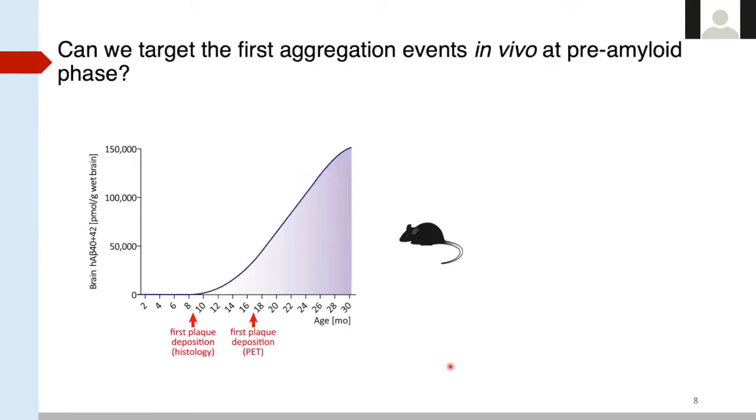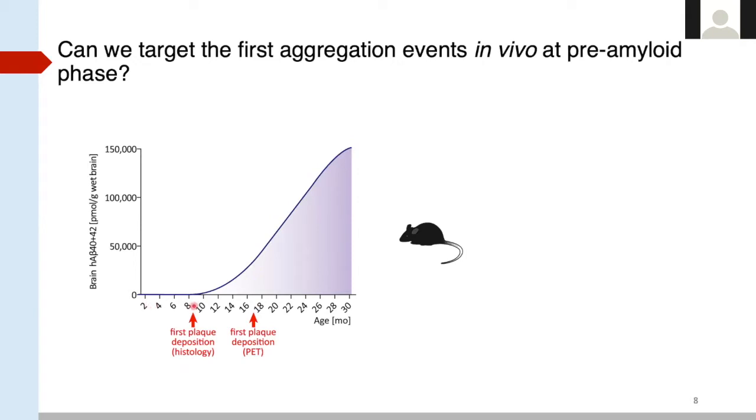So in the present study, we asked the question: can we target the first aggregation events in vivo at the pre-amyloid phase? Therefore, we used a very well-characterized mouse model, the APP23 mouse model, which overexpresses a human APP containing the Swedish mutation. The first deposition in this mouse model was shown histologically at around 8 months of age, like this.